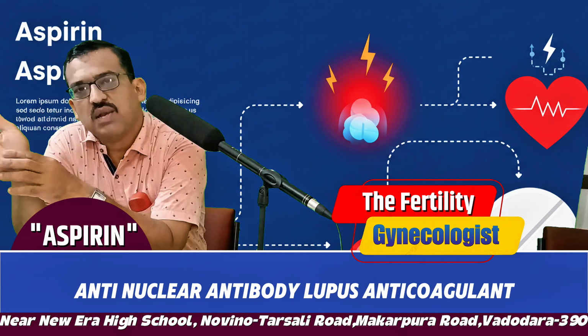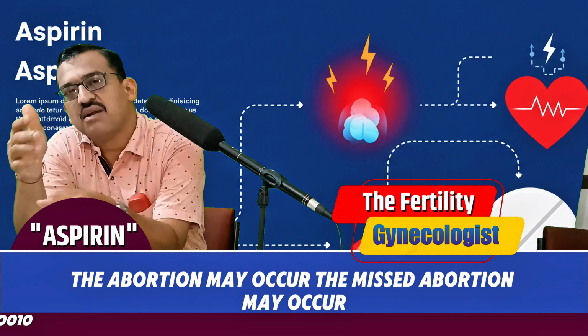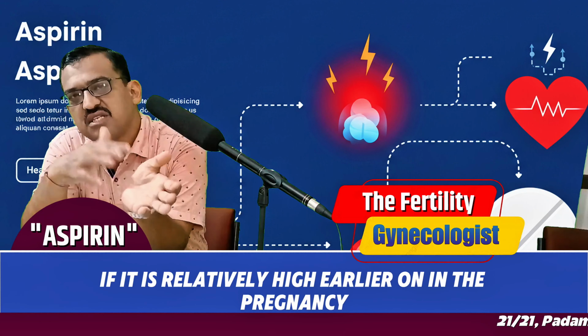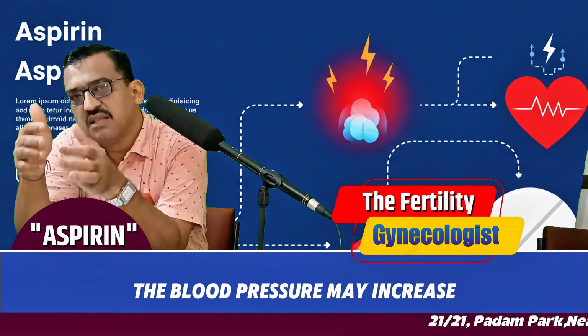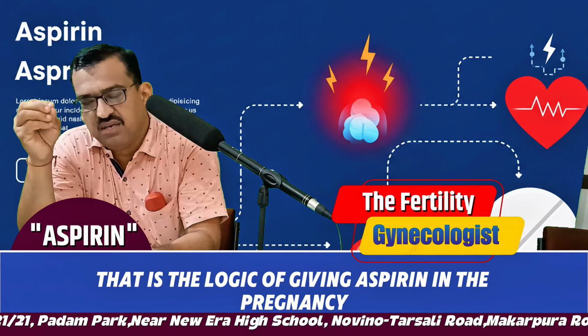If these females get pregnant, then because of this increased coagulability of blood, because of these autoimmune disorders, the pregnancy may miscarry, an abortion may occur, a missed abortion may occur if it is relatively early in the pregnancy. Or in the later half of the pregnancy, the blood pressure may increase, the blood to the fetus may decrease, the growth of the fetus may be retarded, fetal growth restriction may occur, or the water around the baby may decrease, oligohydramnios may occur. That is the logic of giving aspirin in pregnancy.